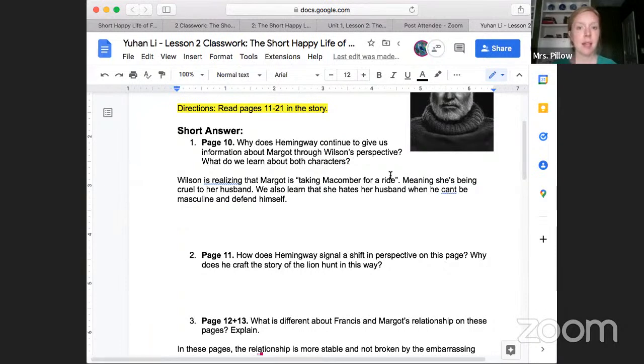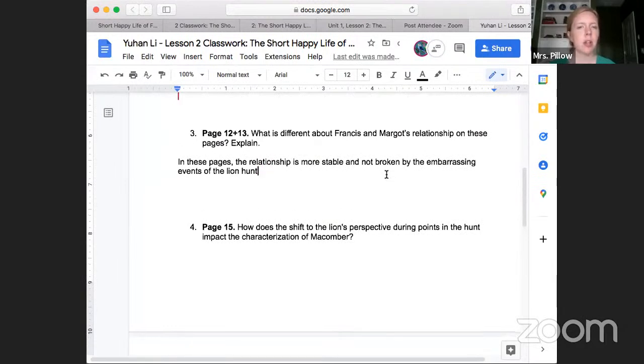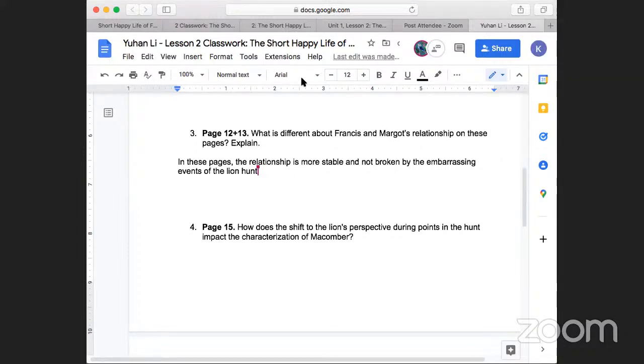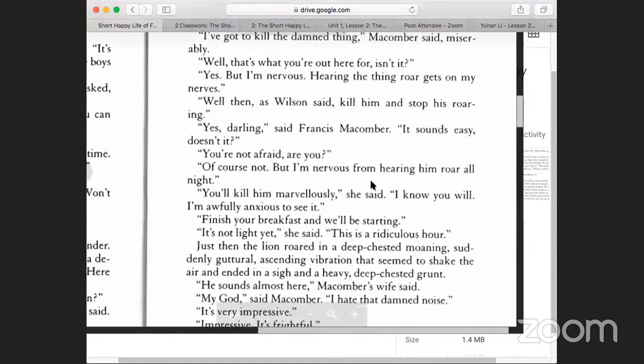Okay. Let's come back to number two. We kind of already talked that through. Can you read your answer to number three and tell me what you mean by that? I didn't finish this, but it's more stable, the relationship, because Francis's wife is still confident and not mad at him for being embarrassing. How do you know that their relationship is more stable here? Her dialogue is no longer sarcastic and targeted.